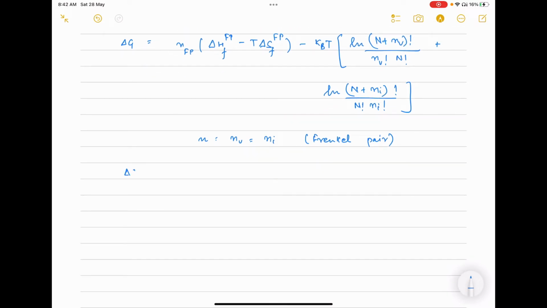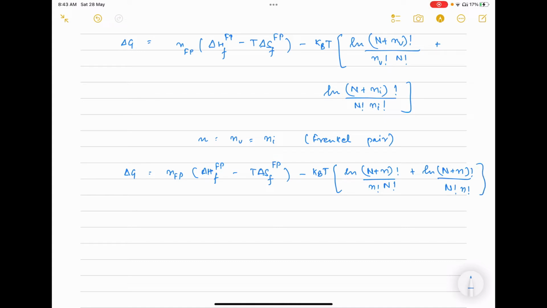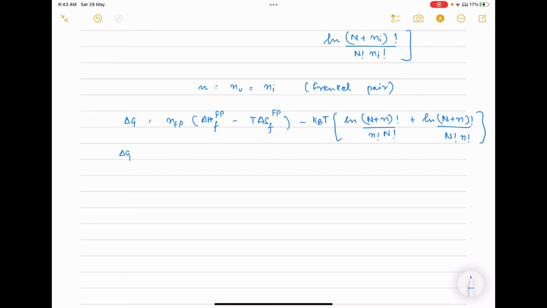So from this we can say delta G is equal to number of Frenkel pairs into delta HF minus T delta SF minus kBT. So ln N plus small n factorial divided by N factorial plus ln N plus small n factorial divided by capital N factorial into small n factorial. So this becomes delta G is equal to number of Frenkel pairs into delta HF minus T delta SF minus 2 kBT ln N plus small n factorial divided by N factorial into small n factorial.